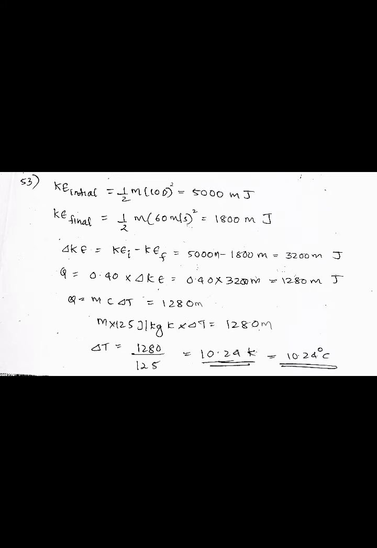to 1280 m J. And we know Q is equal to m c delta T, this is equal to 1280 m, that is m into 125 joule per kg Kelvin into delta T is equal to 1280 m. Mass gets cancelled, so we can write delta T is equal to 1280 divided by 125, that is equal to 10.24 Kelvin. As it is the temperature change, we can directly write this is equal to 10.24 degrees Celsius.